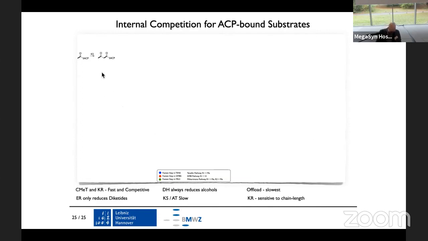Okay, so let me take you through what we think is happening in the tenellin and the desmethylbassianin and the militarinone system. So, of course, in the early stages, the diketide is built up as the first intermediate, and this is sitting on the ACP. And of course, this can be the substrate for the methyltransferase, for the KR, or it could be the substrate for offloading.